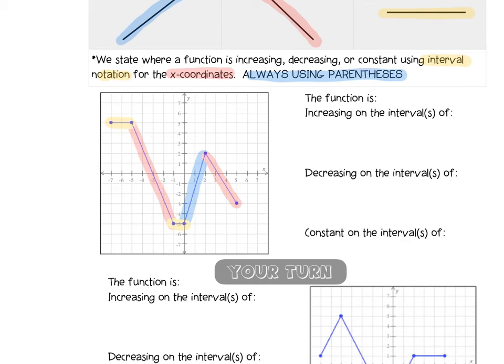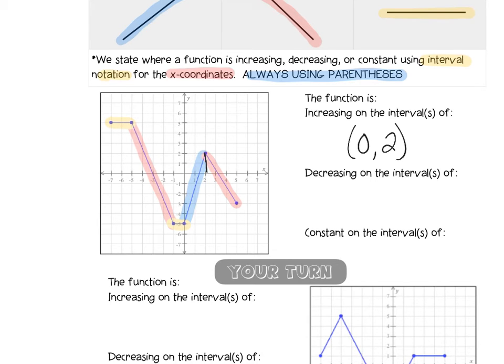So now you're going to identify, again, using interval notation, only parentheses, and naming the x values. So the function is increasing on the interval, so I'm going to say parentheses. The increasing is the one in blue. So it starts at 0 on the x-axis, and it goes to 2 on the x-axis. So I'd say 0 to 2 is where the function is increasing.